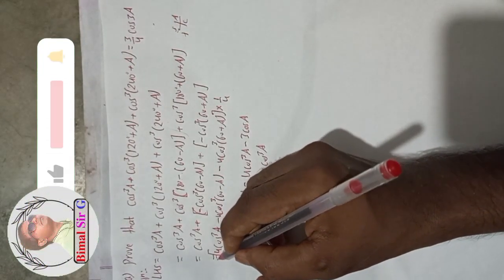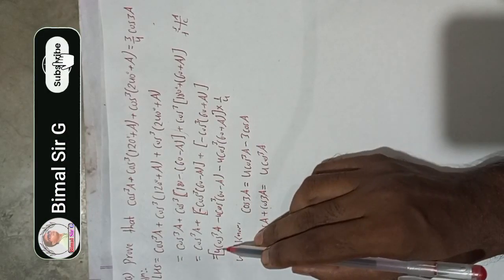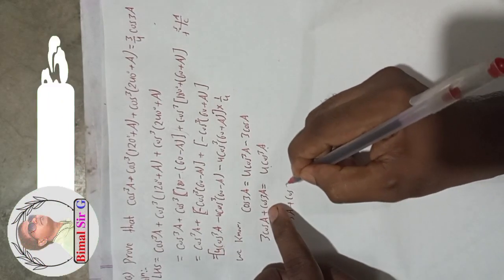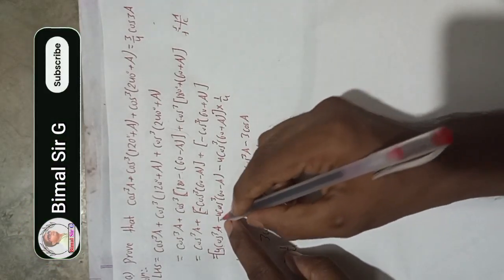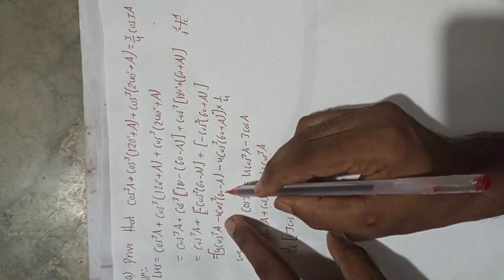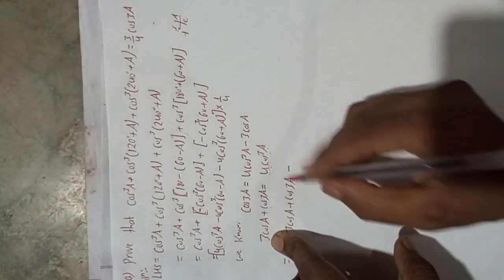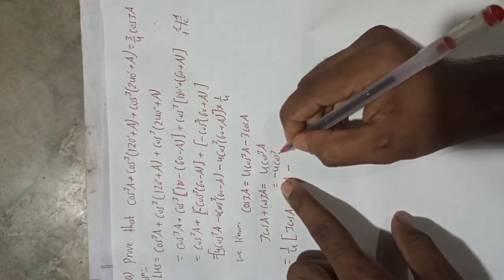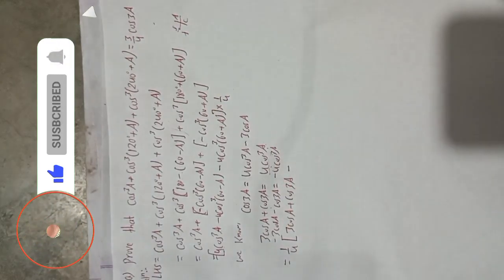Now continue from there. This is equal to 1 by 4, and for 4 cos cube a, this is our formula: 3 cos a plus cos 3a. We have to substitute this value. And then minus, for 4 cos cube of (60 minus a), the same formula we have to apply. Suppose this is minus 4 cos cube a, so this will also be minus 3 cos a minus cos 3a. This is the formula for minus.